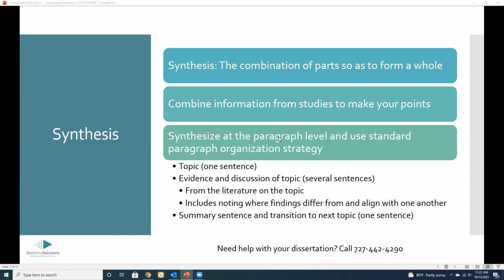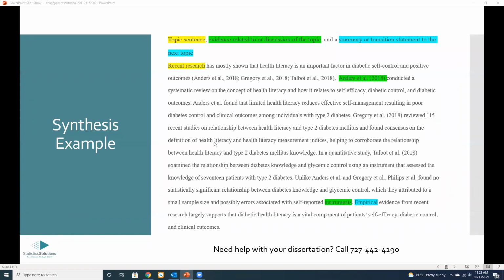And sometimes people forget their basic paragraph organizational strategy. They have paragraphs that are all over the place, and it's understandable because you have a lot of information. It's going to be a challenge to organize it. But if you get a handle on things at the paragraph level, you'll be doing good. And just to review, here's an example of synthesis at the paragraph level, and I've color coded everything for you here.